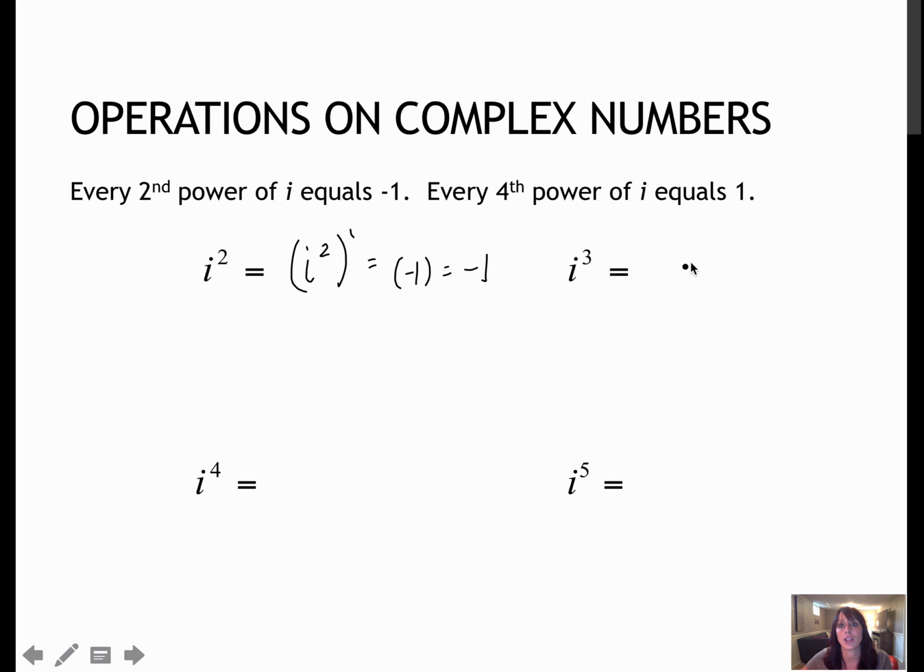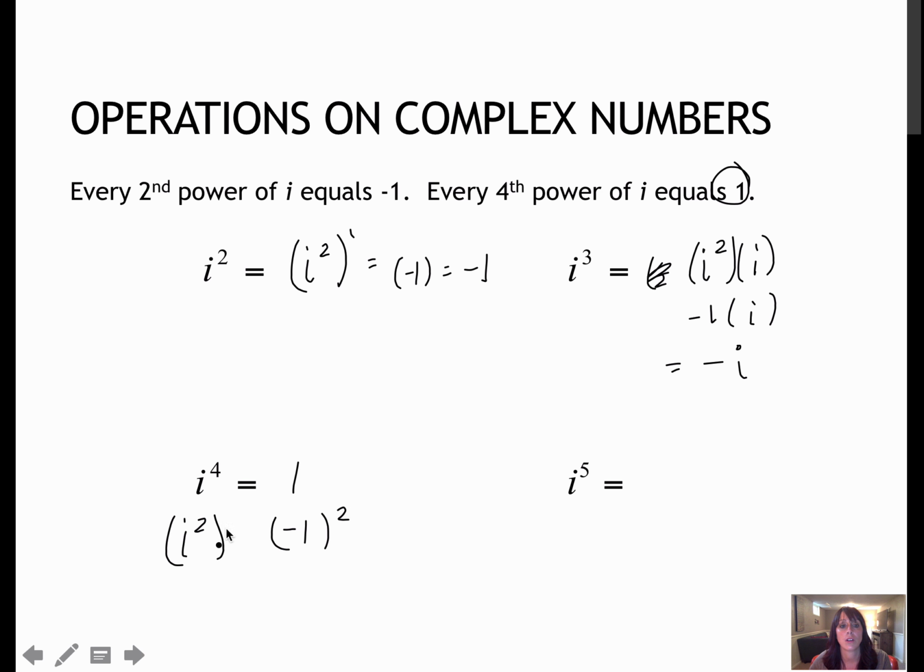Whereas they would take an odd value like this and say, well, this is i squared times i, so 3 i's total. This would give me -1. This, of course, is i, so it's just -i. i to the fourth, I could just replace with 1. Or some might write that as -1 squared, because that would be, of course, i squared. And the last one I would write as i to the fourth times i. i to the fourth is replaced with 1. 1 times i is i.